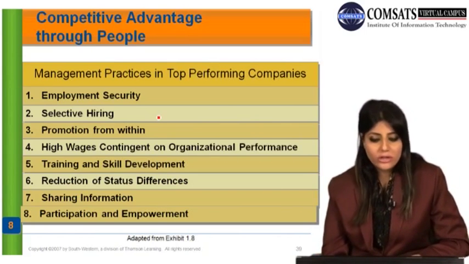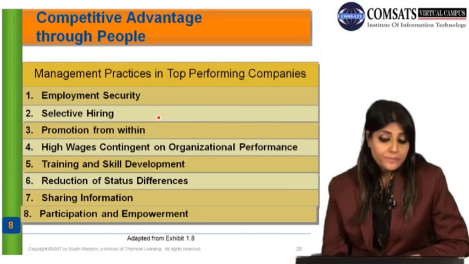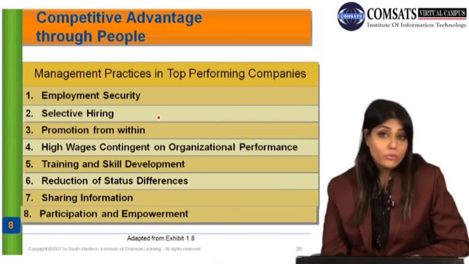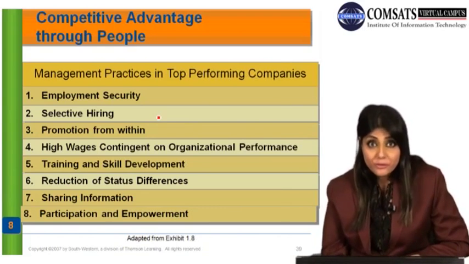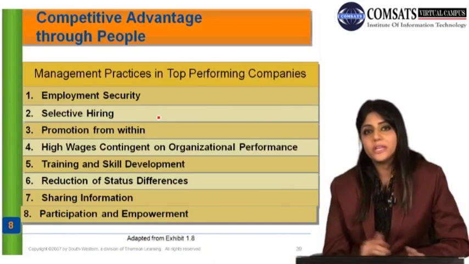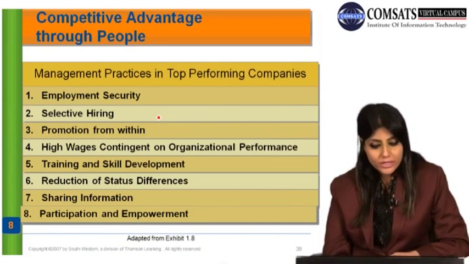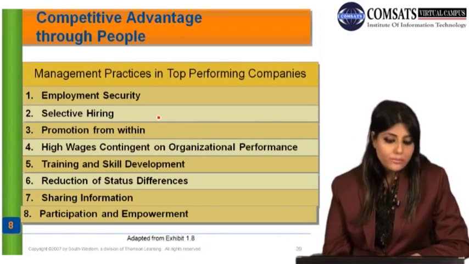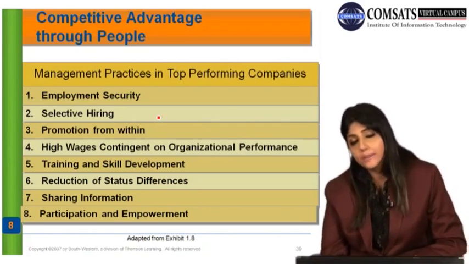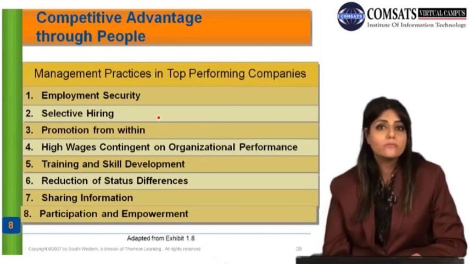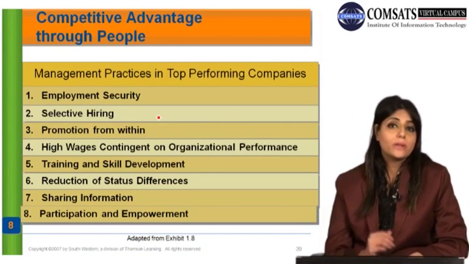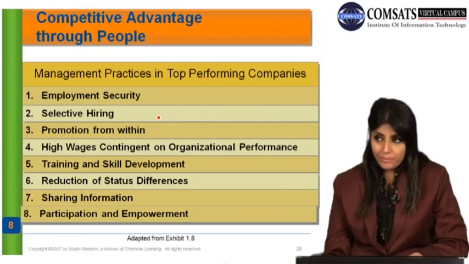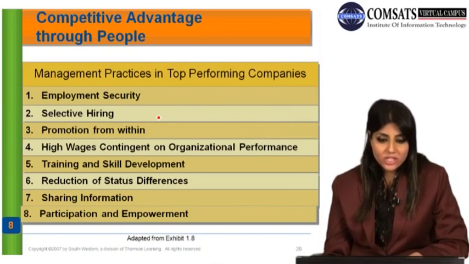High wages contingent on organizational performance, right? And then training and skill development of the employees, reduction of status differences, for example, the same cafeteria for the blue collar and white collar workers, and sharing of information with the employees, and participation and empowerment as well, not only sharing the information but also providing them the autonomy to participate and to make their decisions. So this was all for today's lecture.